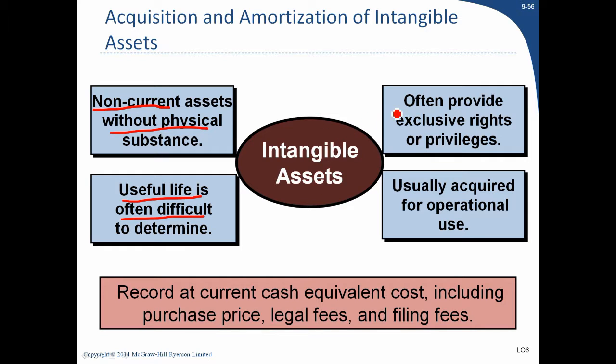The intangible asset is only valuable because it provides exclusive rights or privileges. If anybody could open a pop company and use the Coke brand, it's worthless. It's only worthwhile because it's copyrighted and no one else can use it, right? It provides the exclusivity. The copyright provides the holder with the exclusive right to use the Coke brand.